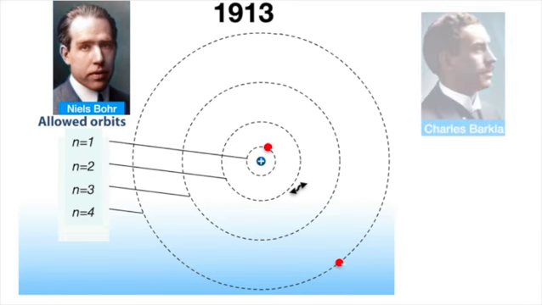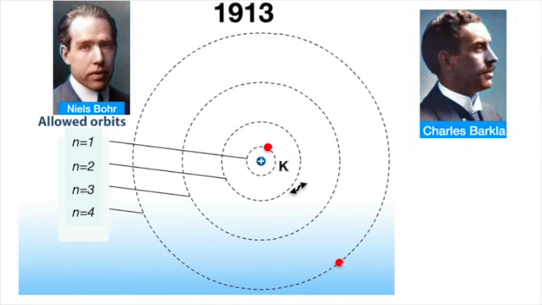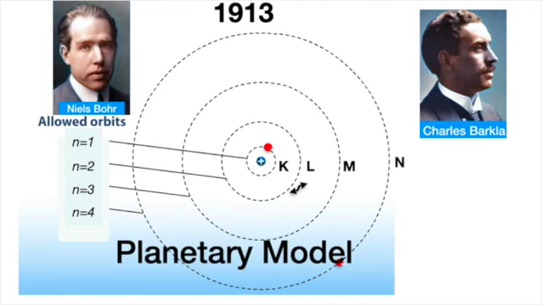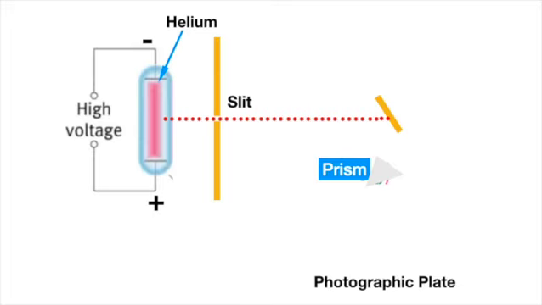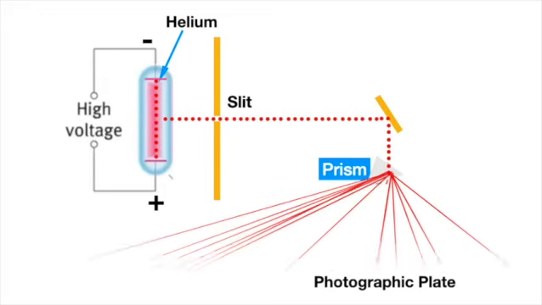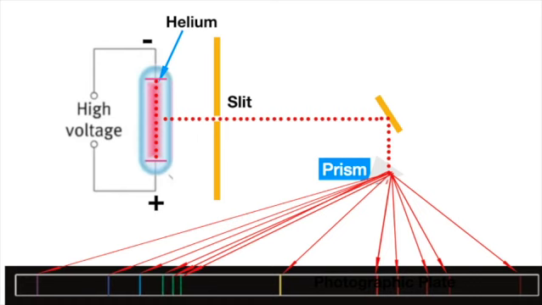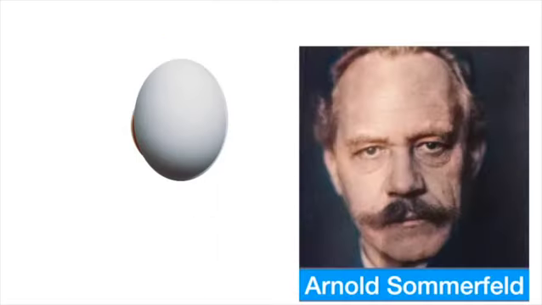Charles Barkla, the X-ray spectroscopy specialist, designated the electron energy levels as K, L, M, N, and so forth, to reflect the historic X-ray series performed. The Bohr model could not explain all the spectral lines. Spectral lines of other elements were observed, such as helium. Arnold Sommerfeld extended the Bohr model to explain the thin spectral lines, ignored by Niels Bohr.